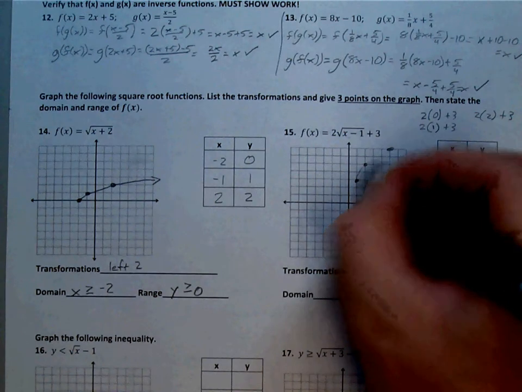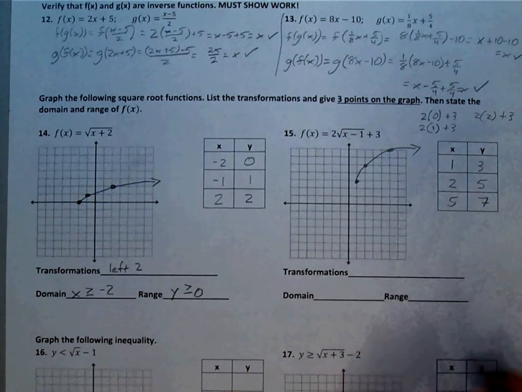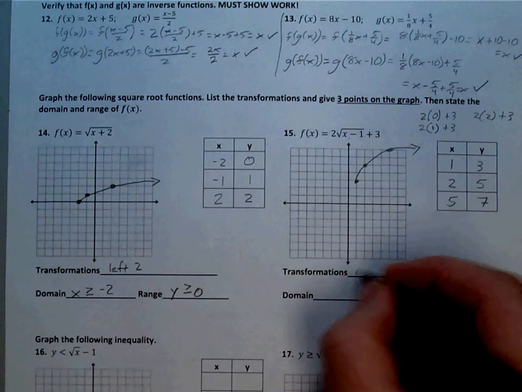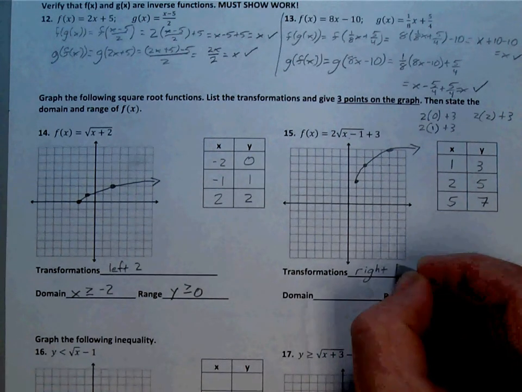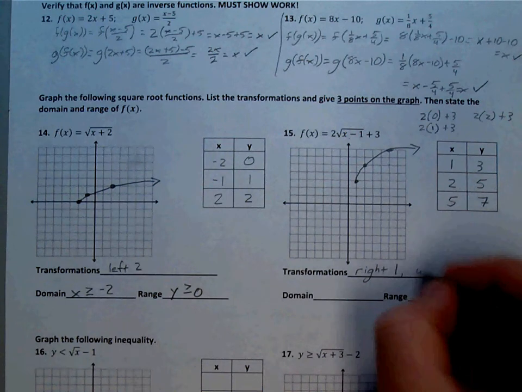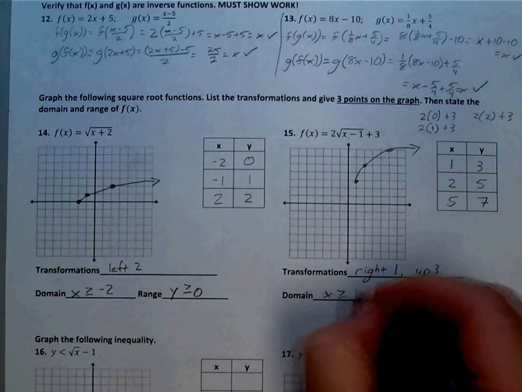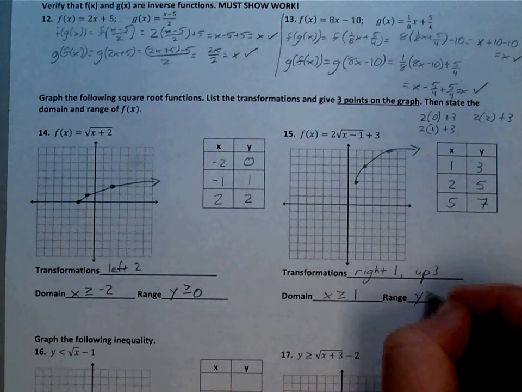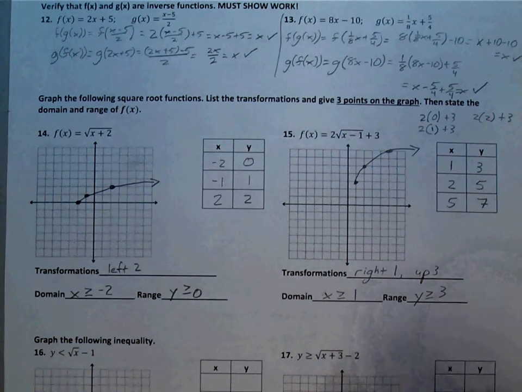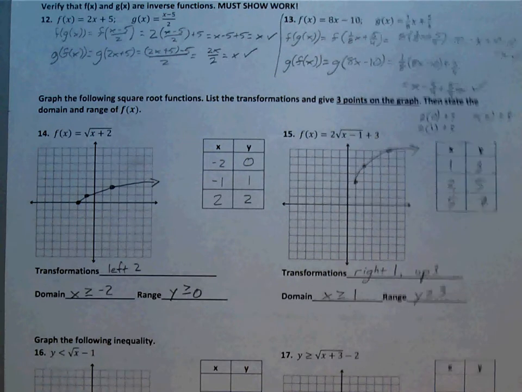So start at the end point, travel through. Transformations, it went right 1, and went up 3. Domain, x was greater than or equal to 1, and the range was y is greater than or equal to 3.